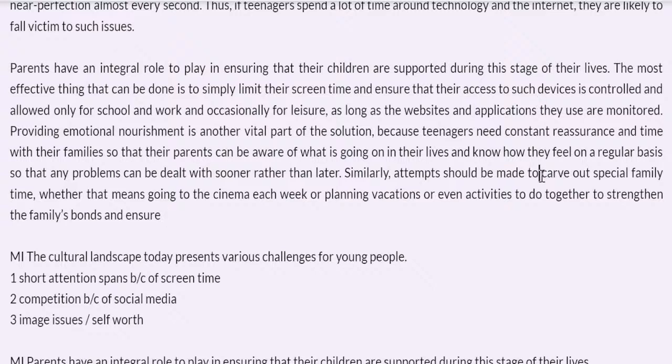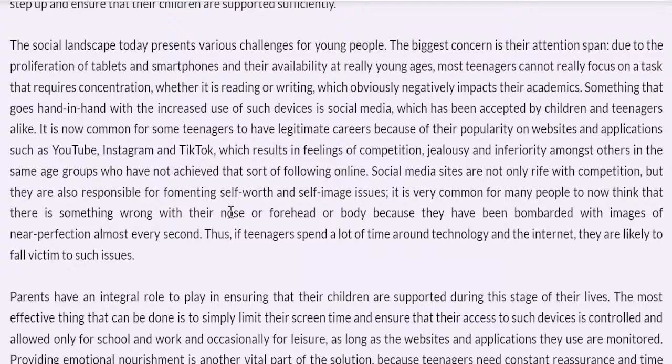So carve out special family time, going to the cinema, planning vacations, whatever, and ensure that they feel like they can trust their parents with absolutely anything. Often they feel like, I cannot talk to my parent, right? So that's another issue.